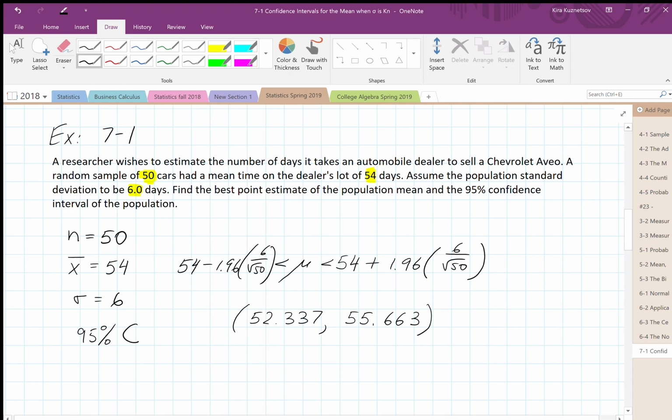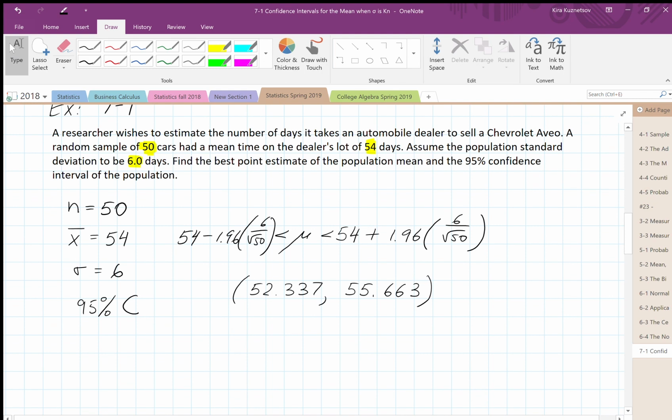Continuing example 7-1, I have that interval written down, 52.337 and 55.663. So what this means is if you type all of this into your calculator, you should get something like this. And if you type all of this into your calculator, you should get something on the other side. Because the formula is programmed into your calculator, it does this faster.